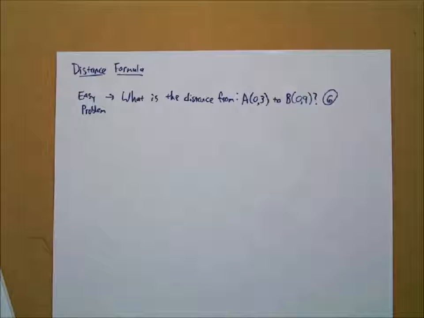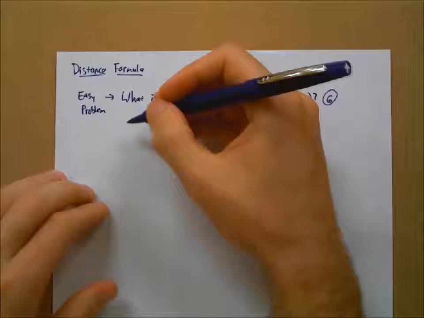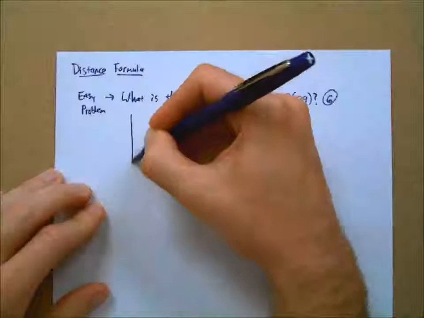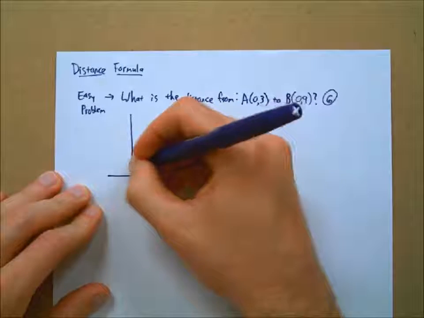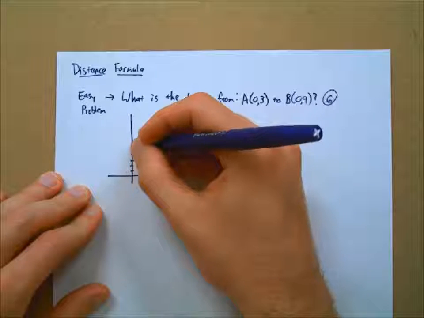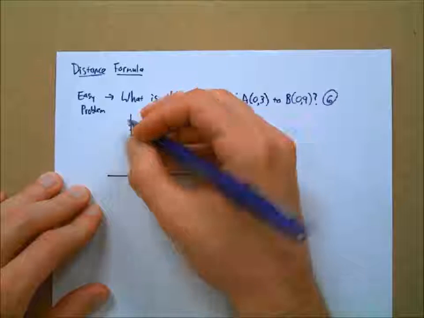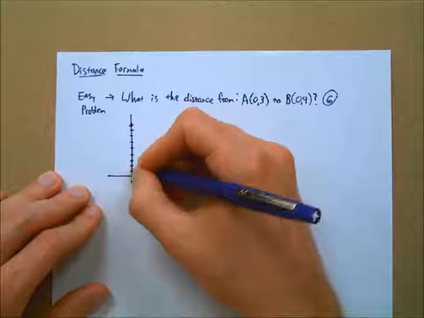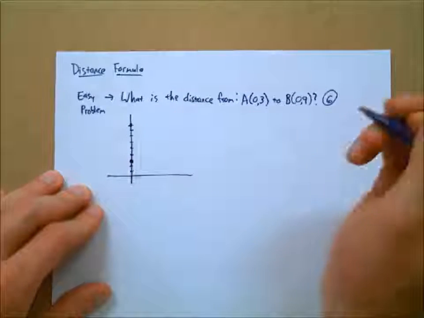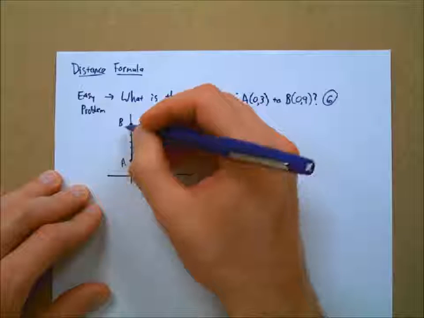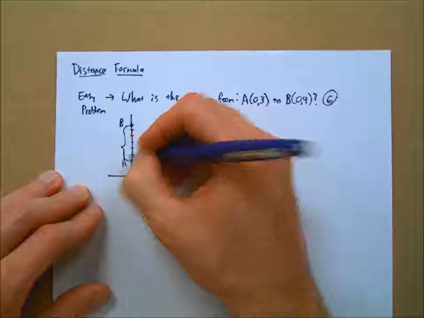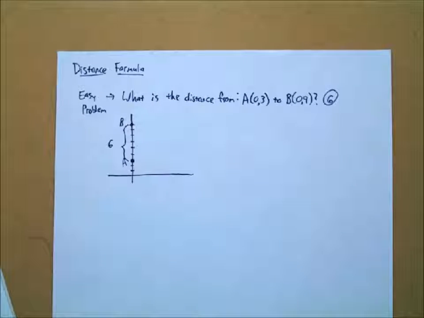If I were to sketch this, maybe I'll just sketch it here real quick. 1, 2, 3, 4, 5, 6, 7, 8, 9. So 0, 9, and 0, 1, 2, 3. There's A, there's B. And yes, this distance here is a distance of 6. They have the same x-coordinate, so it's just the actual vertical distance.